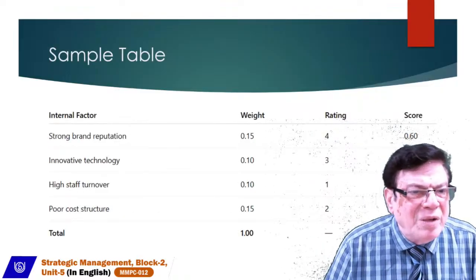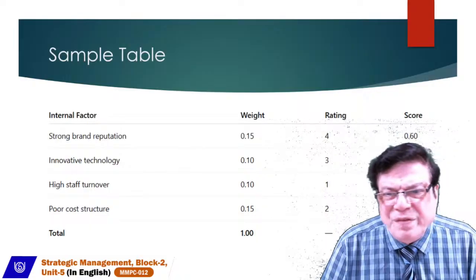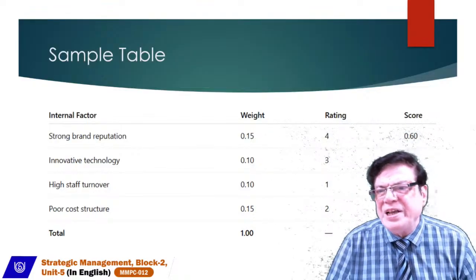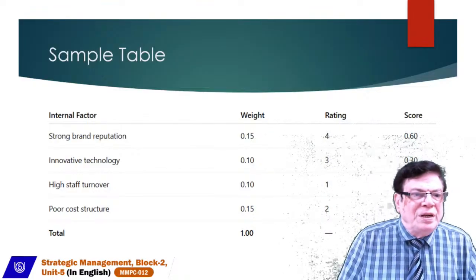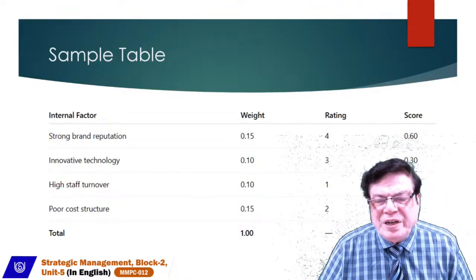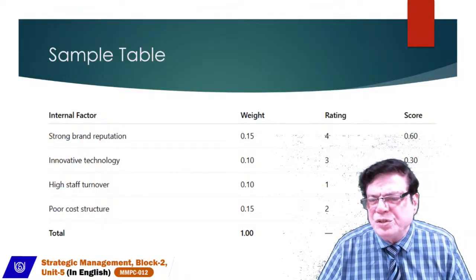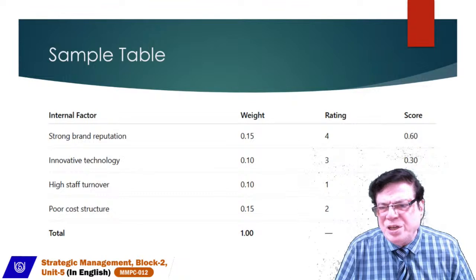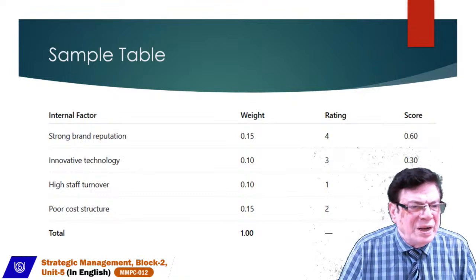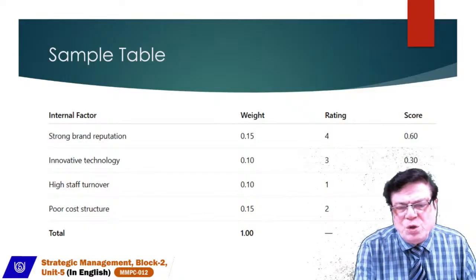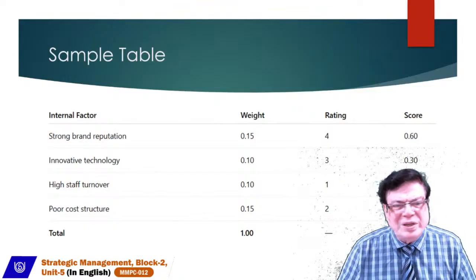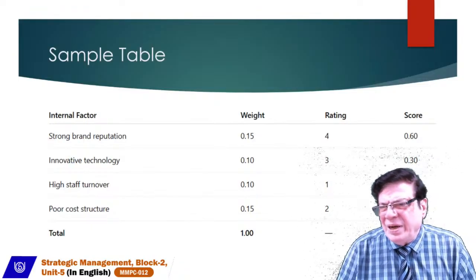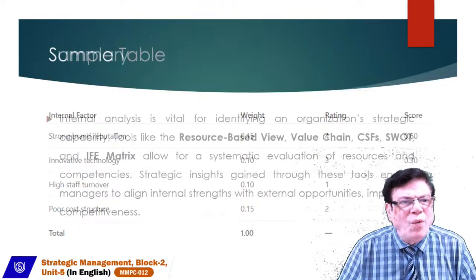Now, a sample table: internal factor, weight, rating, score. Strong brand reputation: weight 0.15, rating 4, score 0.60. Innovative technology: weight 0.10, rating 3, score 0.30. High staff turnover: weight 0.10, rating 1, score 0.10. Poor cost control: weight 0.15, rating 2, score 0.30. So total weight is 1 and the total score is 2.60.